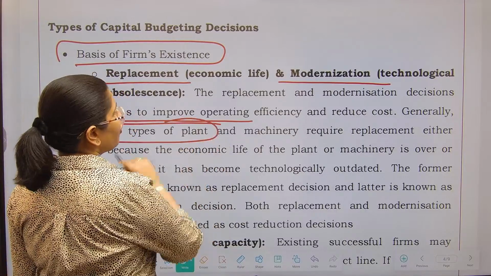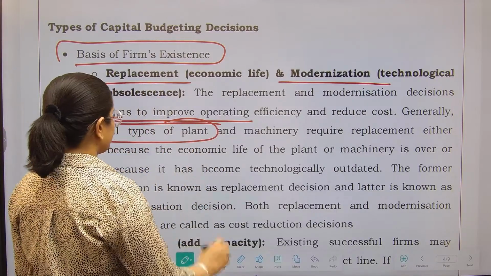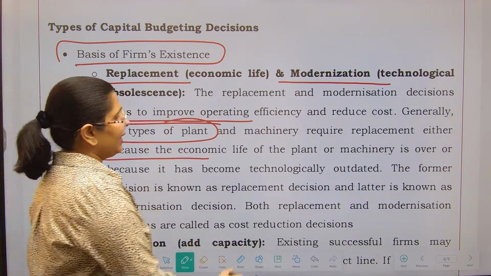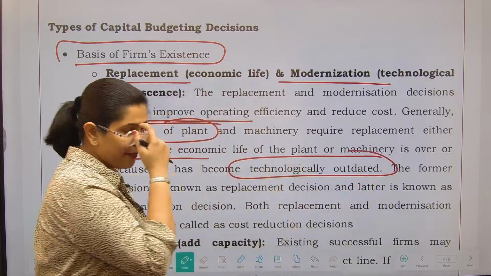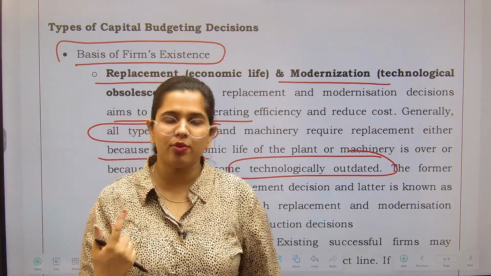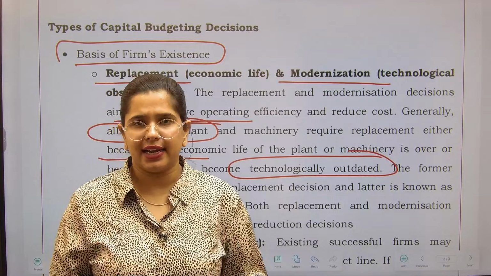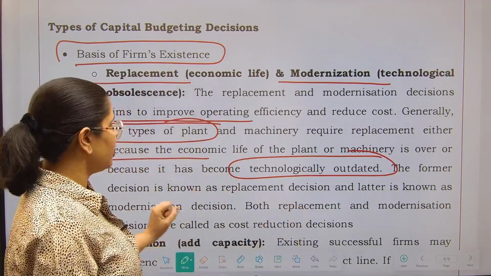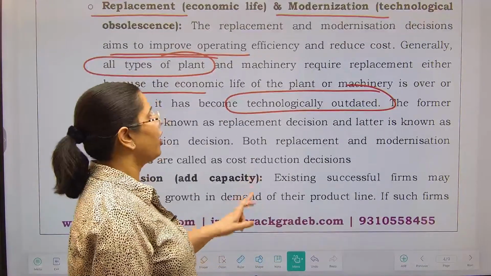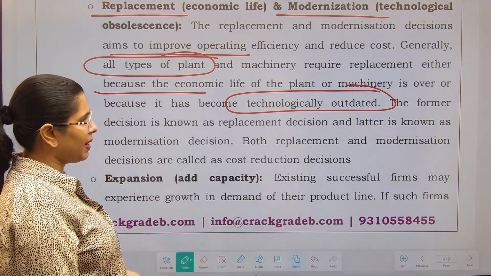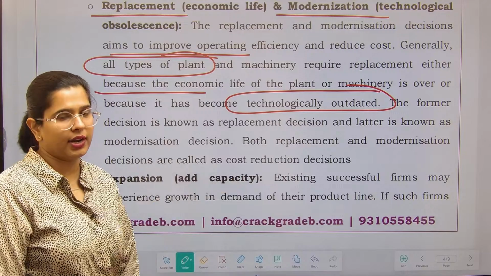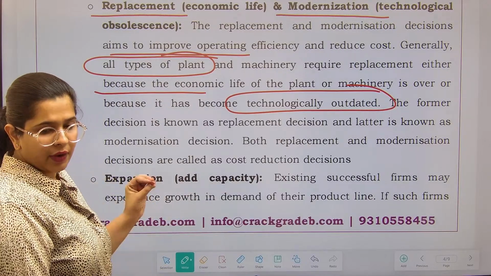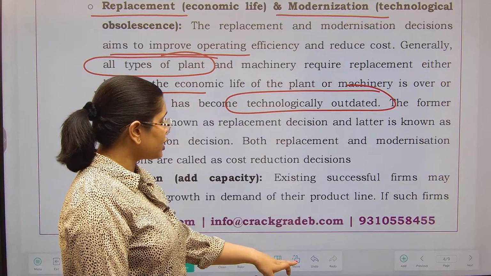Generally, all types of plant and machinery require replacement, either because the economic life of the plant and machinery is over, or the technology is outdated. For example, desktop computers need to be replaced with laptops because that is the latest technology that provides you more convenience. The former decision is known as a replacement decision and the latter one is called the modernization decision. Both kinds of decisions need to be made by you.